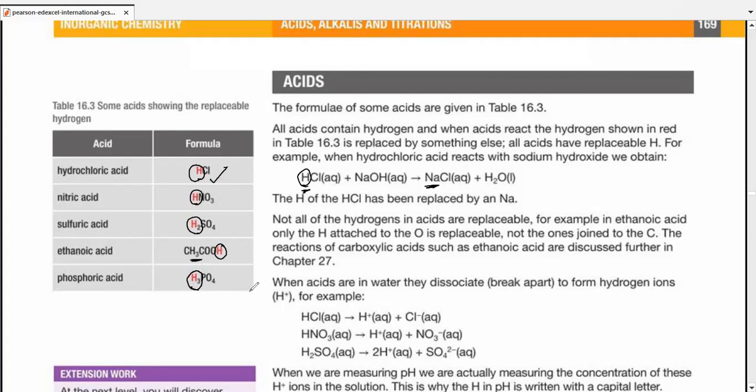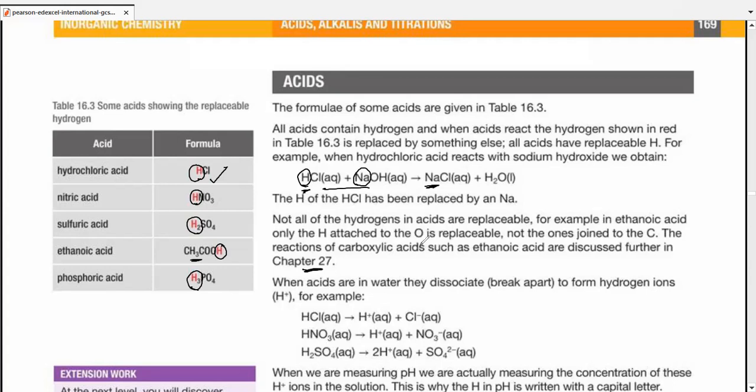So in different acids, there are different numbers of replaceable hydrogen atoms, because of which we call them acids, and they can be replaced by anything else when they react as an acid. For example, in this specific reaction, it is being replaced by the metal sodium. Now, not all of the hydrogens are replaceable, just like the one I told you about in ethanoic acid. In ethanoic acid, only the hydrogen attached to oxygen is replaceable, not the ones connected to carbon. The reactions of carboxylic acids, such as ethanoic acid, are discussed further in chapter 27, where we'll discuss organic chemistry.